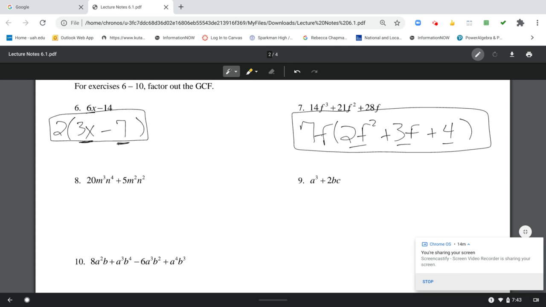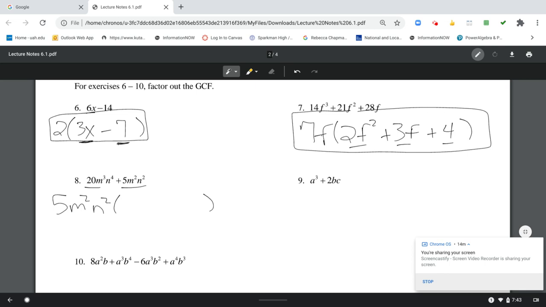Number 8. The first thing I see is a greatest common factor of 5, because I know 5 goes into 20 and 5 is a factor of itself. The next thing I look at is my variables. Both of these terms have an m, so I'm going to take the smaller exponent. They both have an n, so I take the smaller exponent. What goes back in the parentheses, if you start with 2 terms, you end with 2 terms.